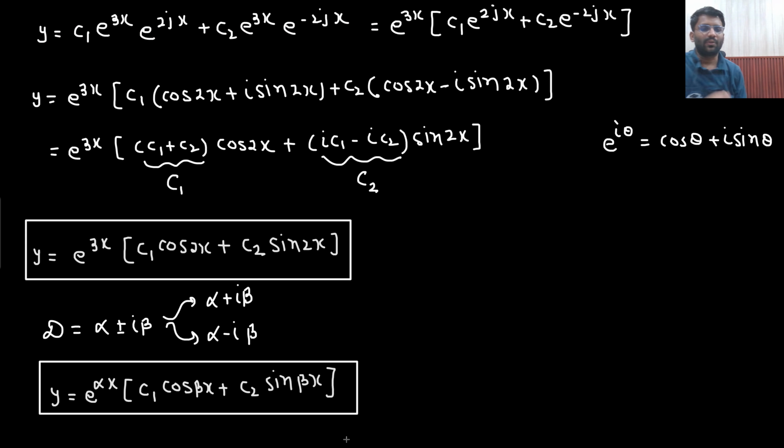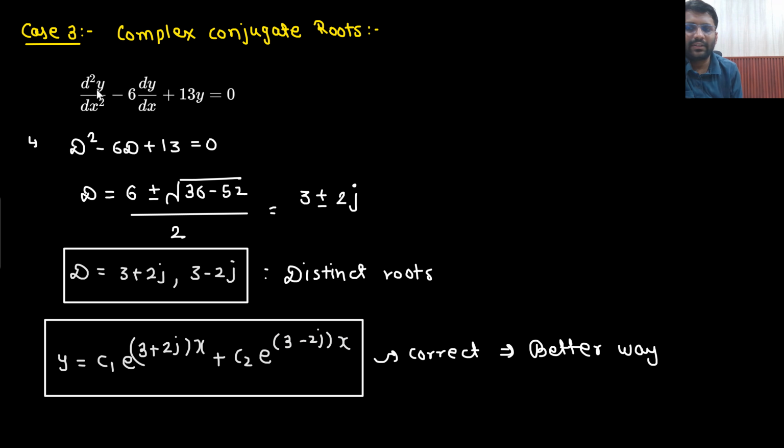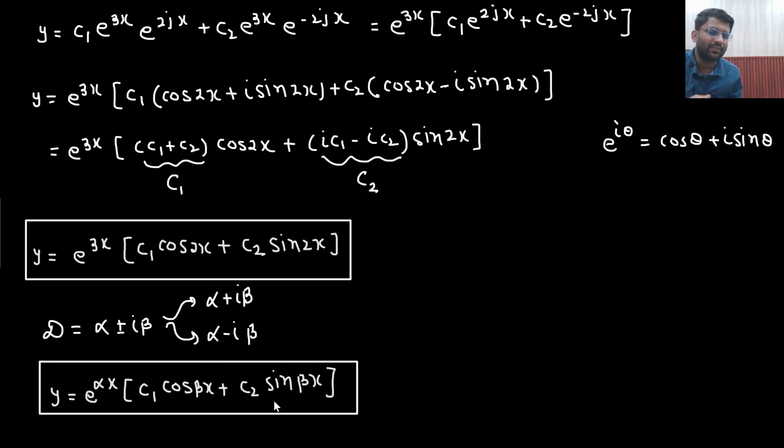Is that understandable to you or not? It is a second order differential equation. That means there will be two constants. Am I getting two constants? Yes, C1 and C2. So e to the power alpha x will be outside. Inside, what will you get? Two constants, C1 cos beta x plus C2 sin beta x. Understandable?